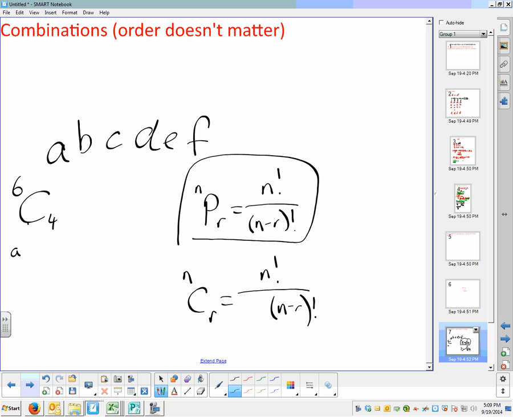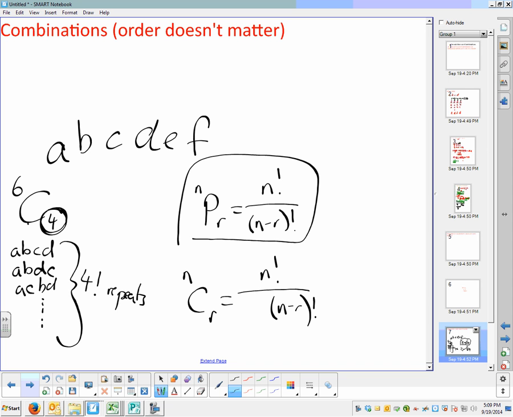So for ABCD, there'd be ABCD, ABDC, ACBD, and so on. How many combinations? Well, we've already seen that. We know it's 4 factorial repeats. If this is r, then it's r factorial repeats, and we want to get rid of them. So I need to get rid of all those repeats by dividing by them.